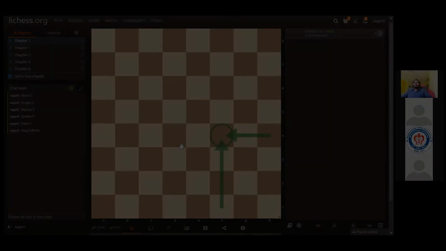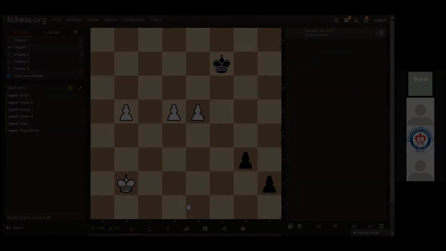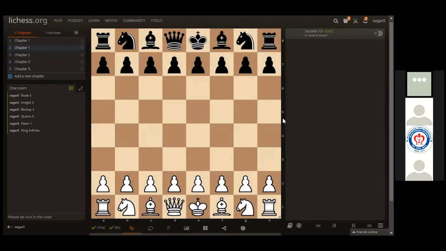Okay, why are we learning this? If I ask you where this king will go, you can tell me C2, right? Because if you just point from there, I will not understand. There are 64 squares, so I will need square names. So that's why we are learning. Okay, so this is the starting position from where we will start the game.